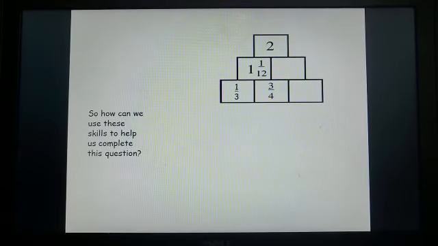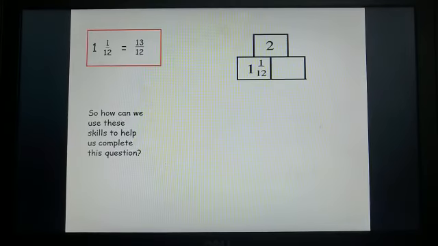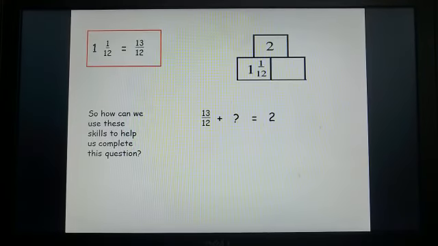Let's look at another part of our pyramid. So what do we know already? Well, we know 1 1/12 is the same as 13/12. So 13/12 add something will equal 2 units. Now the two units we know is two wholes, and each whole is 12 twelfths. So 2 units is the same as 24 twelfths.